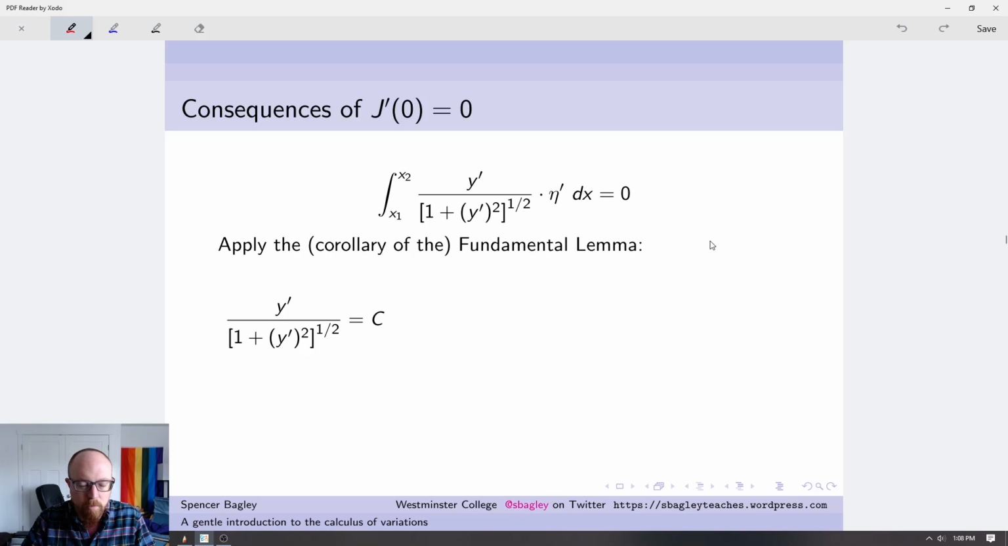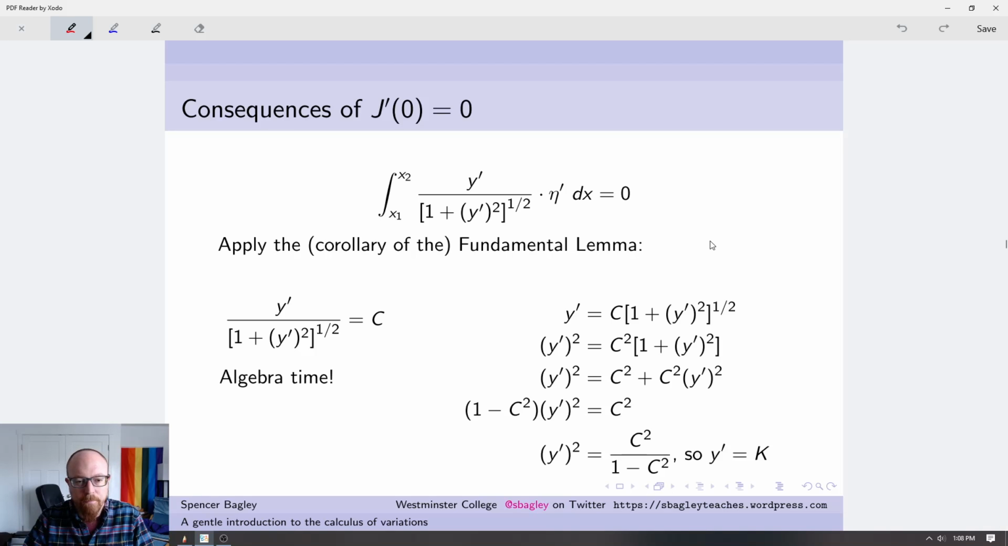All right, well, let's do a little bit of algebra. Here is what happens, and what we end up with is that y prime is some constant. Like c squared over 1 minus c squared, but I don't really care because c was arbitrary. Let's just rename that some new constant k. If y prime is a constant k, well then y is for sure a straight line. Hooray, we have proved what we thought was true.